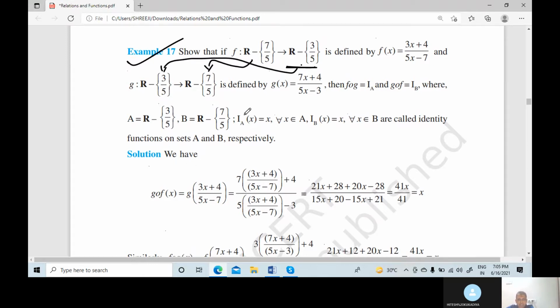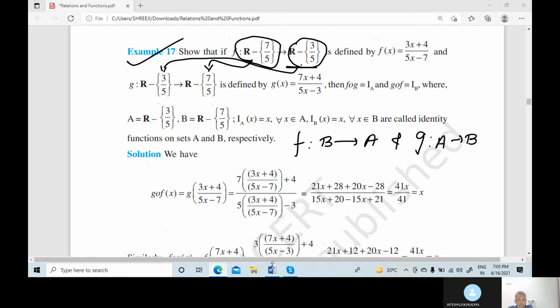And read your last statement here. A equal to R minus 3 by 5, and B equal to R minus 7 by 5. So here we can say this one is B, and the second codomain is A. So function F is from B to A and function G is from A to B. Is that clear? Now write in your notebook.